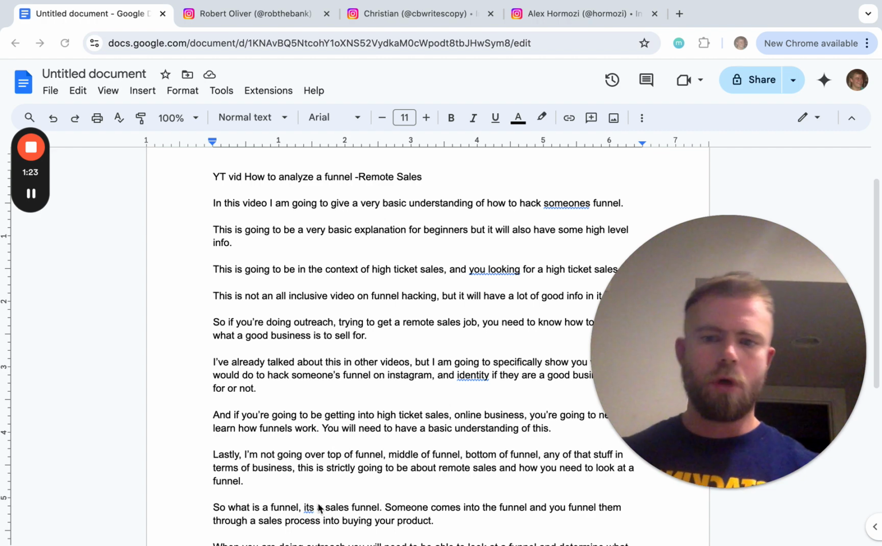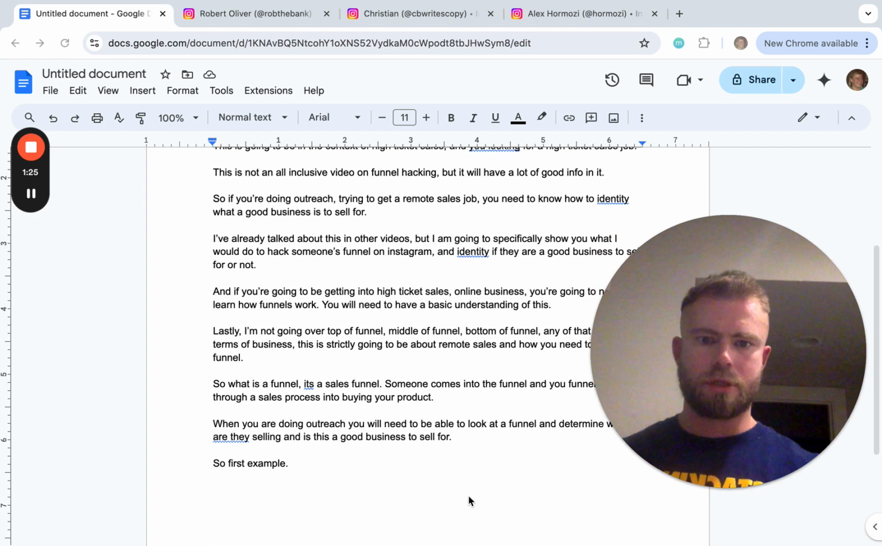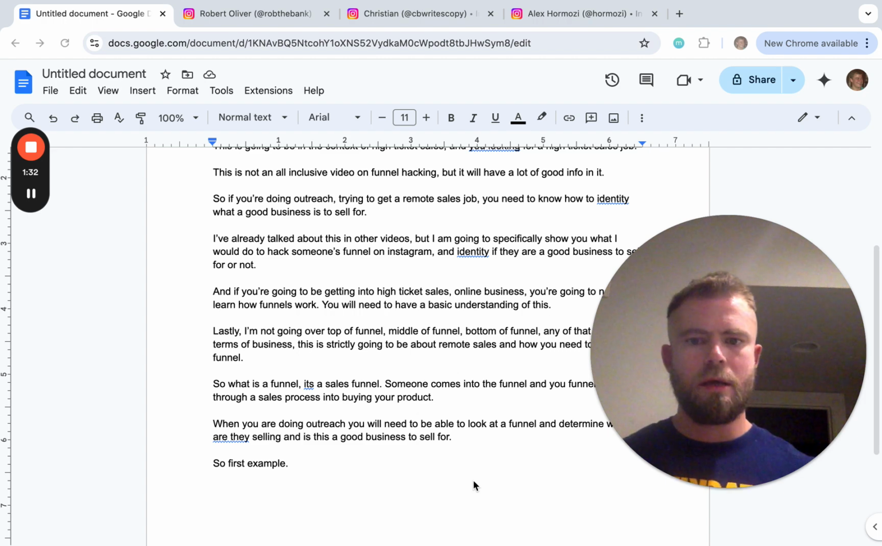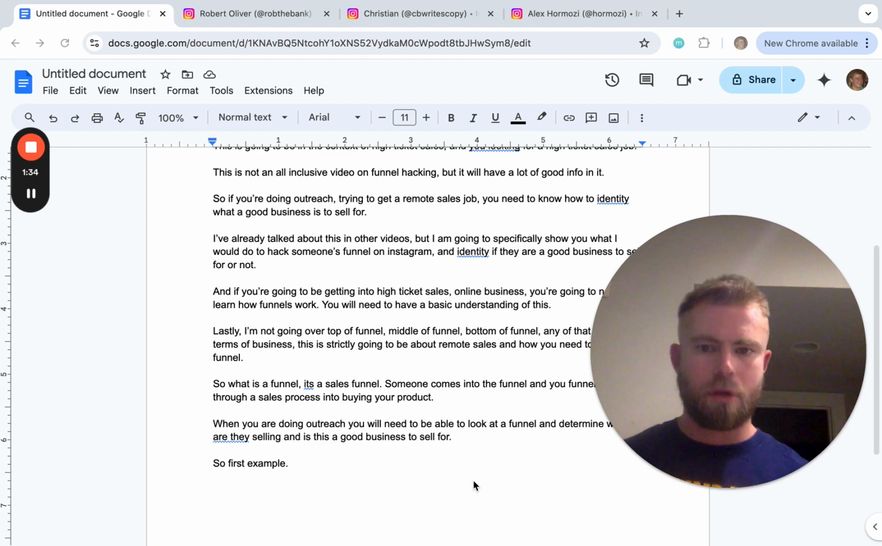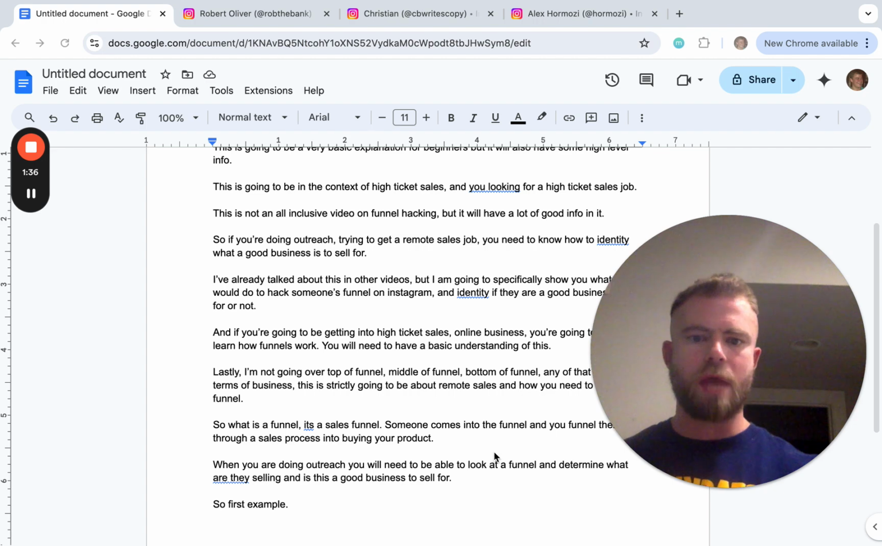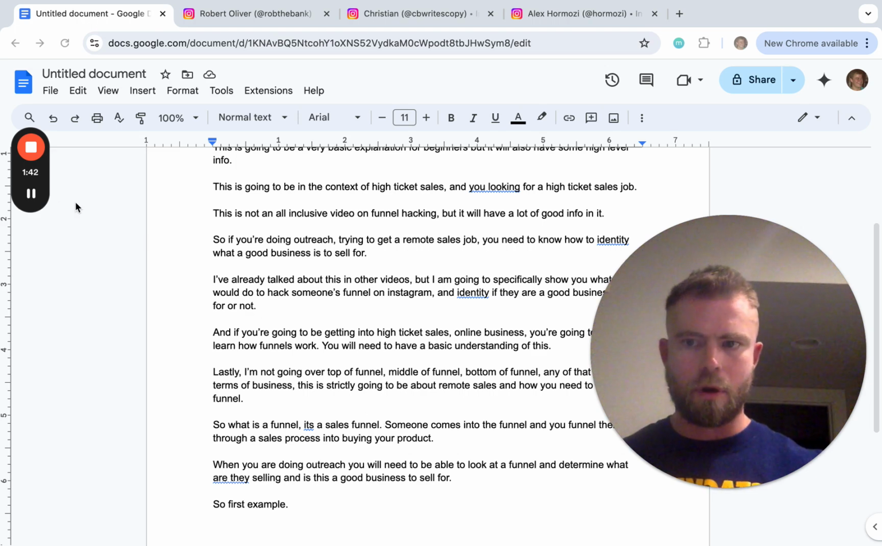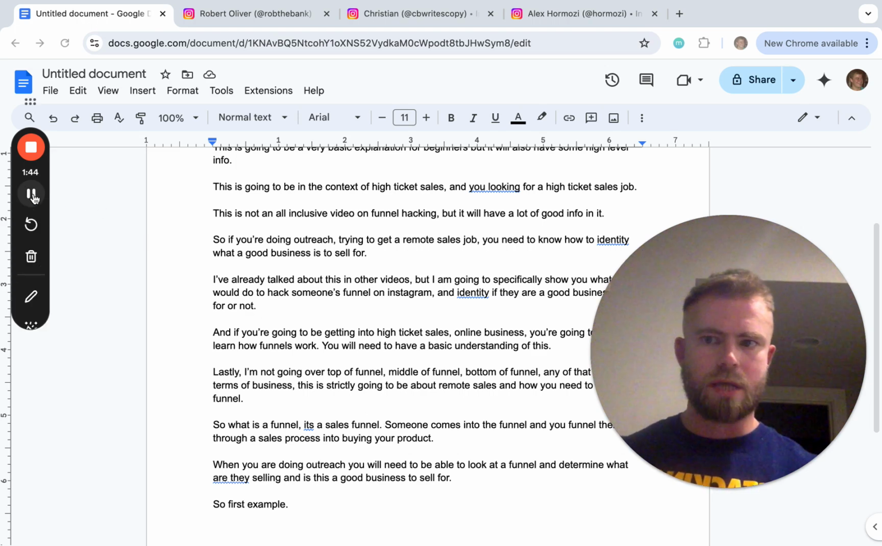So what is a funnel? It's a sales funnel. Someone comes into the funnel and you funnel them through a sales process into buying your product. So a lead comes in and you want to funnel them eventually to a sales call and into buying. Now, when you're doing outreach, you'll need to be able to look at their funnel and determine what are they selling and is this a good business to sell for? So here are the first examples.